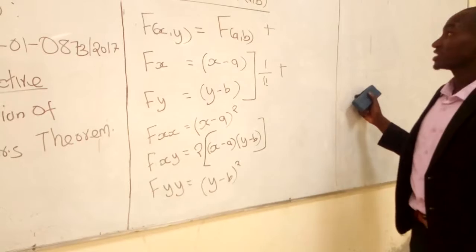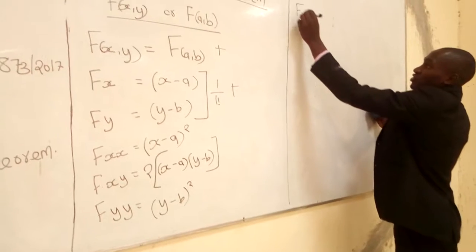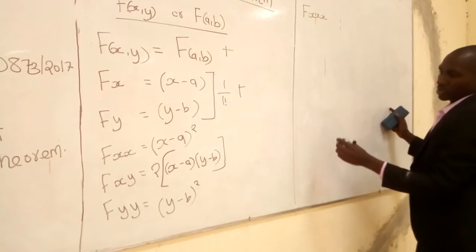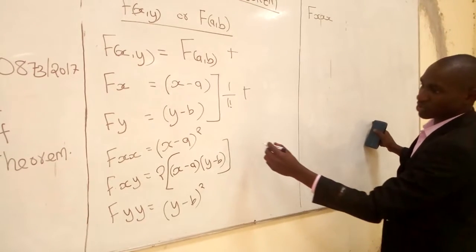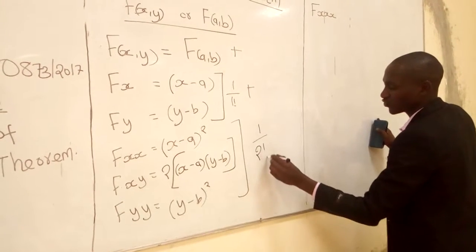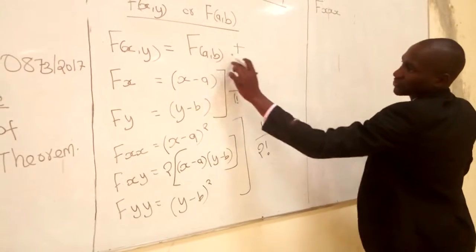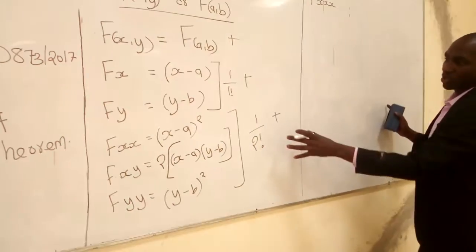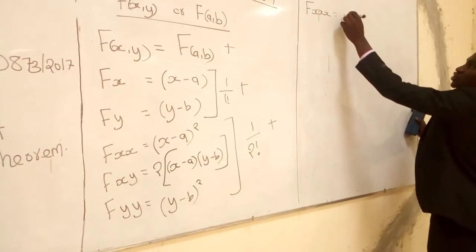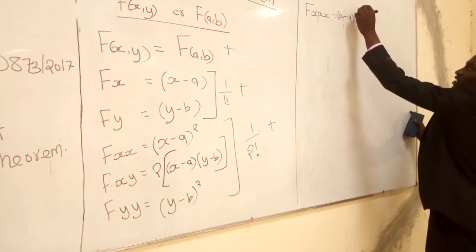Now, we move to the third derivatives, whereby we have a function of x, x, and x. Before that, this one will take the inverse of 2 factorial, and you add to this one. That's why it's a series. It's very long. First equation, you add to the second, and you add to the third. This one, because we have 3 x's, it will be x minus a, cubed.